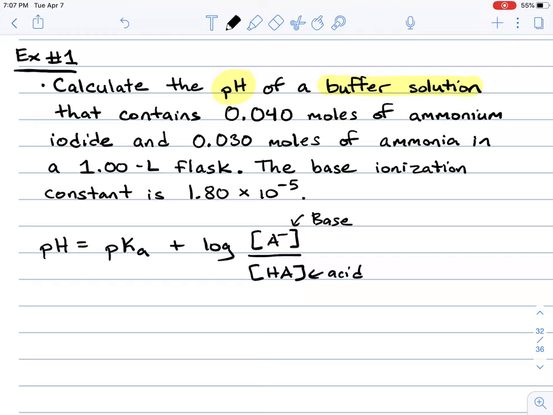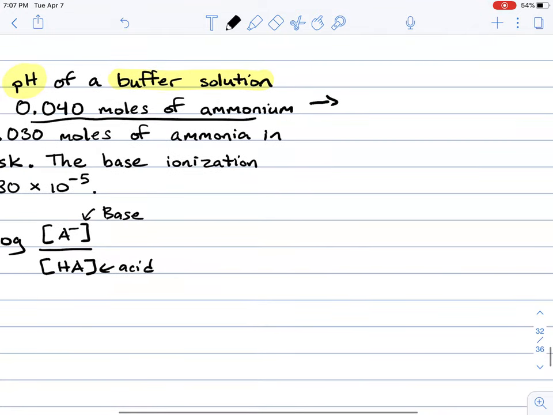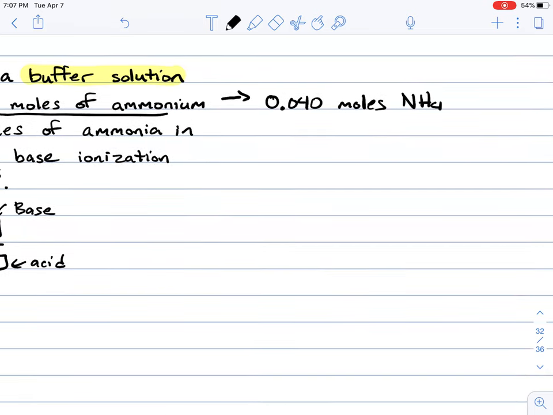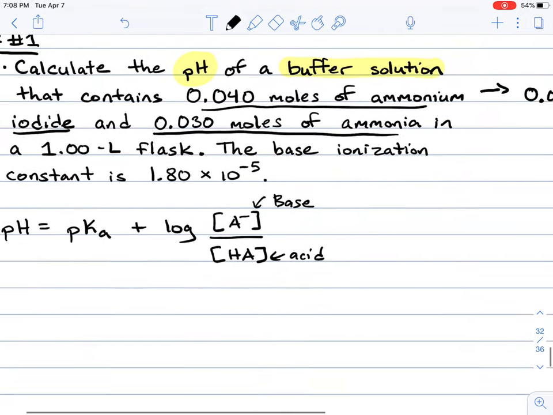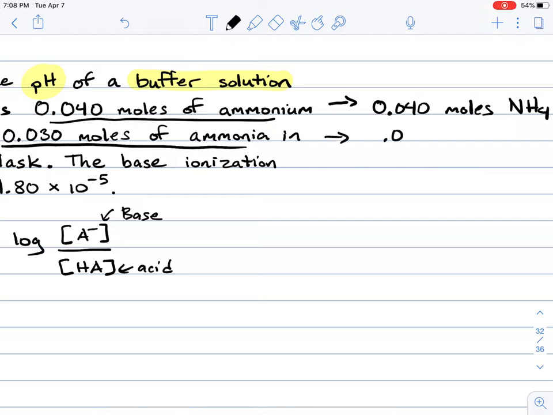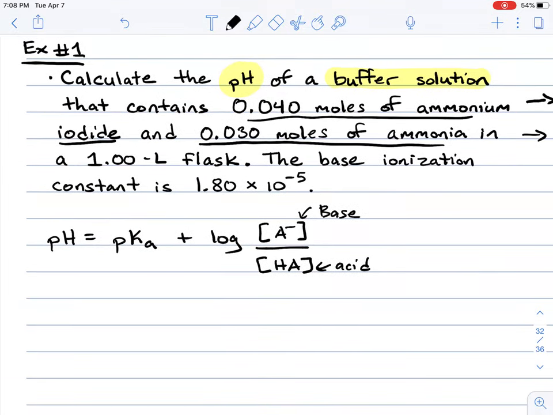All right, and so it says that we have 0.04 moles of ammonium iodide. And so I'm going to go ahead and write off to the side what that means. So if I have 0.04 moles of ammonium iodide, I can rewrite that as 0.040 moles of ammonium, which is NH4, and iodide, that's just I. And we also have 0.030 moles of ammonia, which is NH3. Okay. And the total volume of this flask is 1.00 liters.